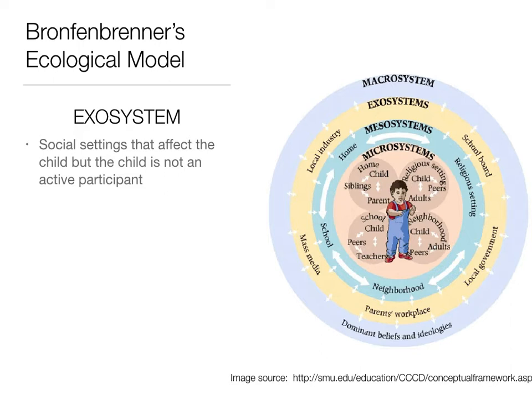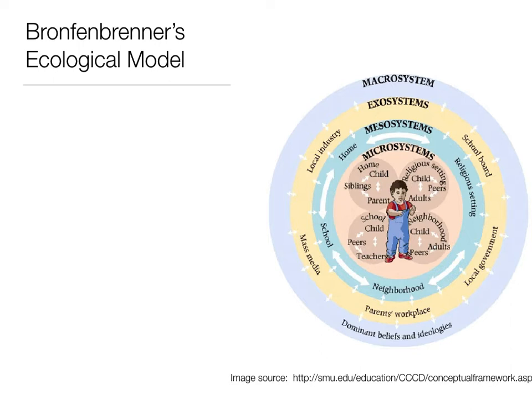Local industry. So what kind of industries are around? Is it a very industrial area? Is it not? Again, these are the kinds of things that can indirectly affect them. The child's not an active participant in them. They're not working at the docks. But if they're in an environment where there is a lot of shipping and those sorts of things, that can affect their environment. So again, the exosystem are those social settings that can affect that child, but that they are not actively a participant in.